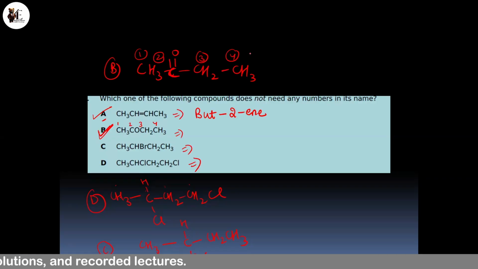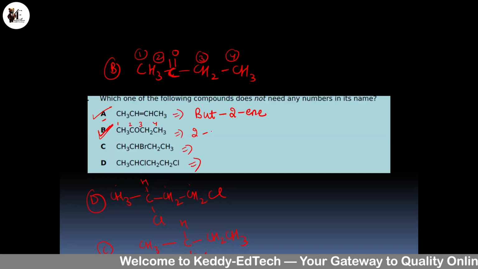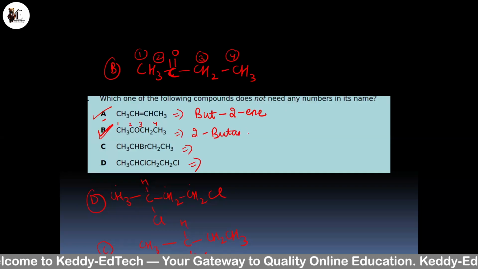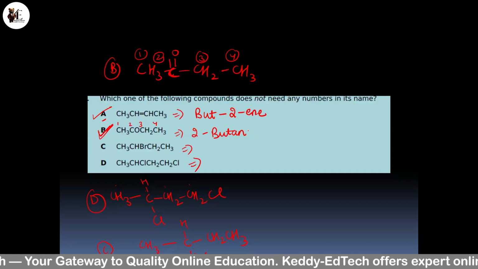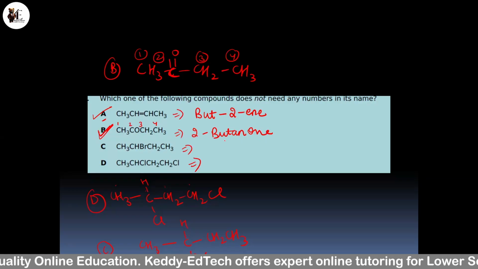Ketone. Yes. So what should be the IUPAC name? At the second position, you have the ketonic group, so it is 2. And what is the root word? Butane. For ketone, we write the suffix as "one". So it is 2-butanone. Okay, very good.